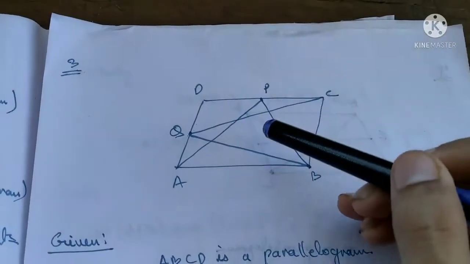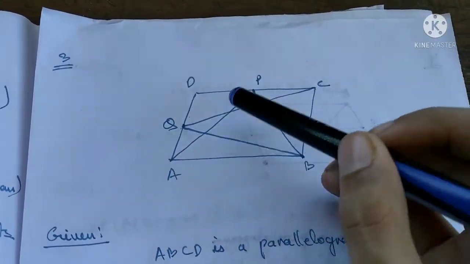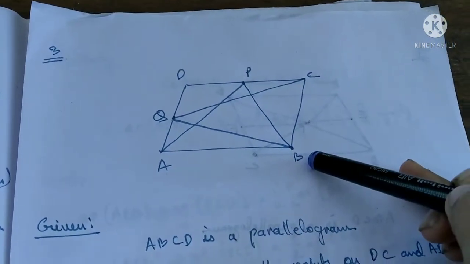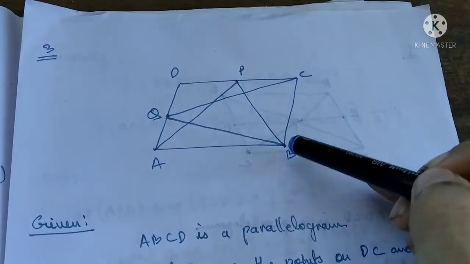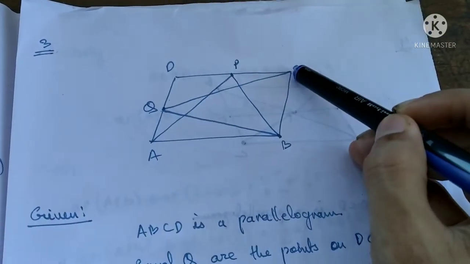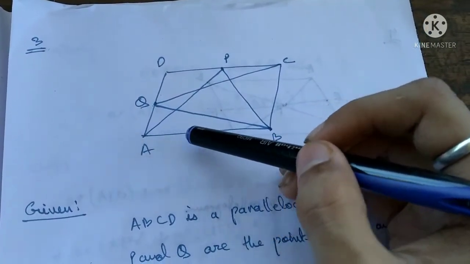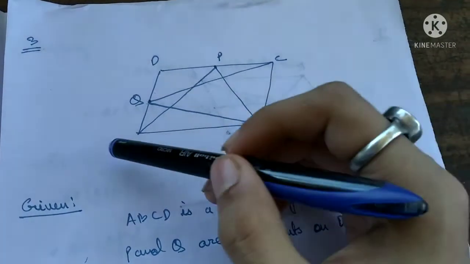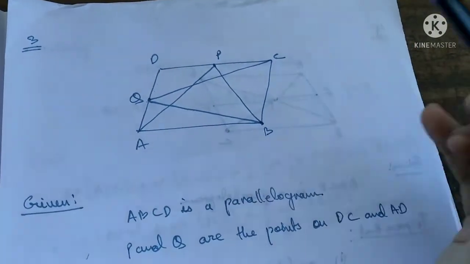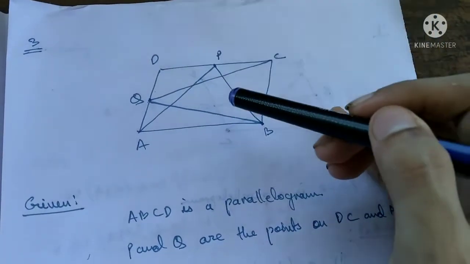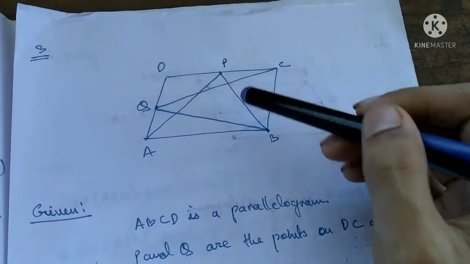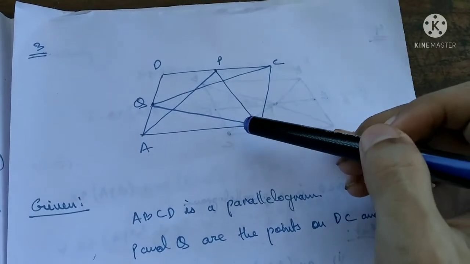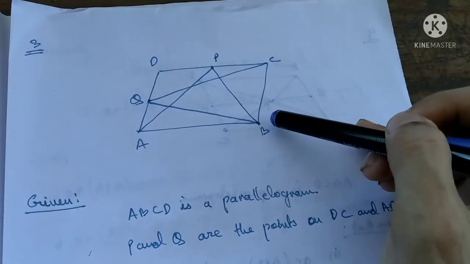Understand? One more time I am saying, P and Q are points on the sides DC and AD of this parallelogram ABCD. I have to prove that area of this triangle is equal to area of this triangle. So first of all in the proof I will write, area of triangle PAB is equal to half area of this whole parallelogram, because I know that if a triangle and a parallelogram are on the same base and lie between the same parallels, then the area of the triangle is half the area of this parallelogram.